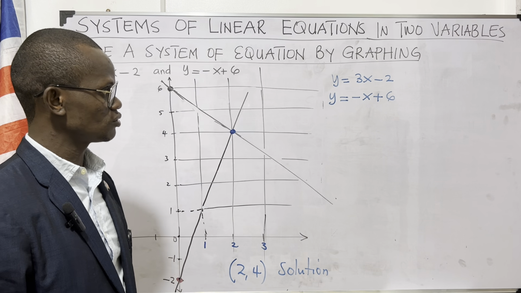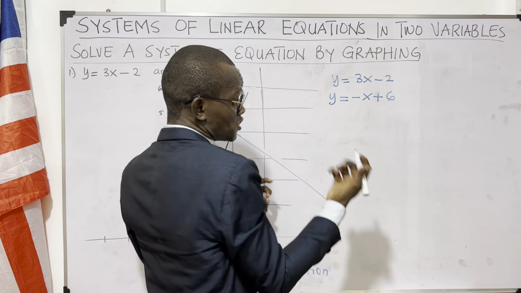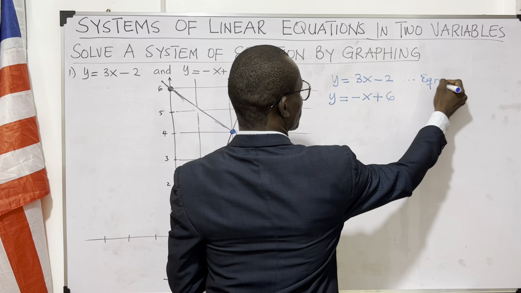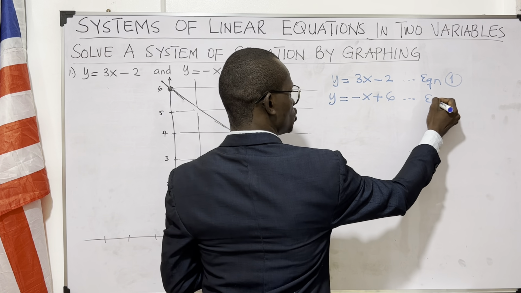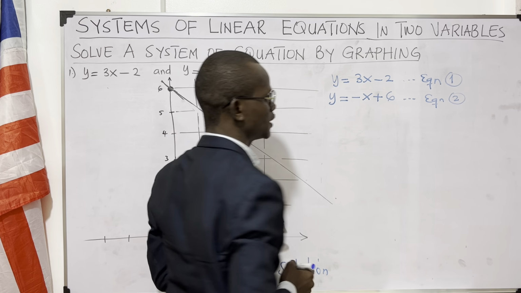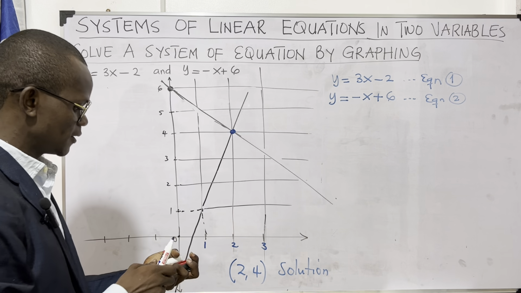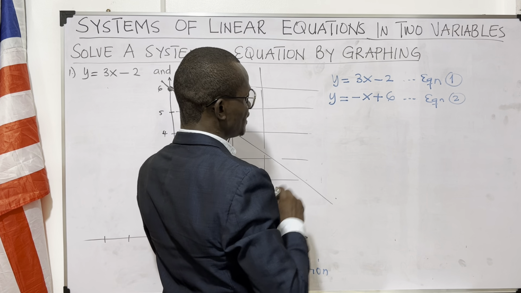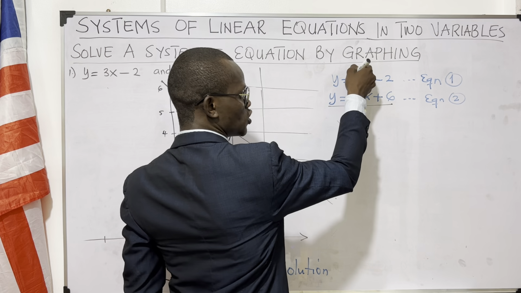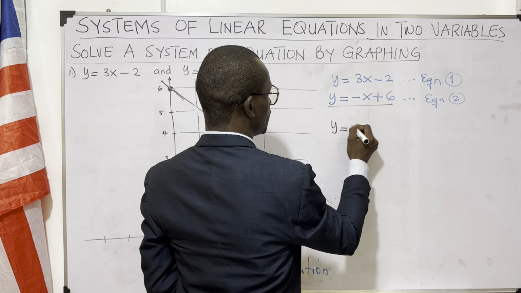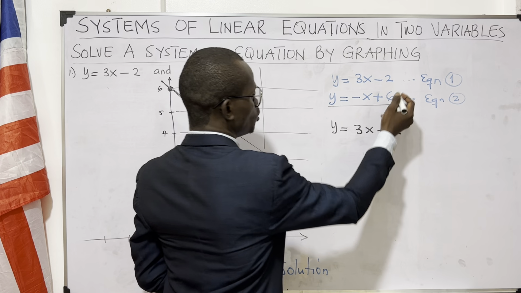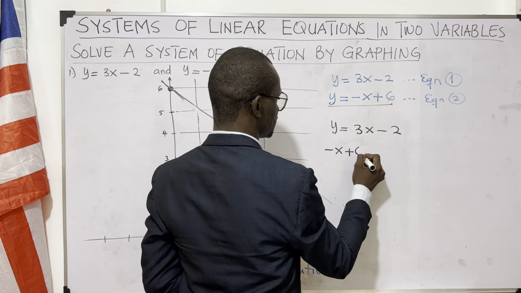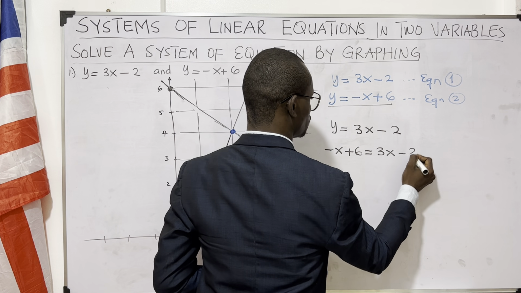We can use whatever method we want. If we use the substitution method, this is equation 1 and this is equation 2, for instance. So with the substitution method, we replace equation 2 within equation 1. Equation 1 is y equals 3x minus 2. So we see y in this equation, and we can replace it with this one, which is minus x plus 6 equals 3x minus 2.